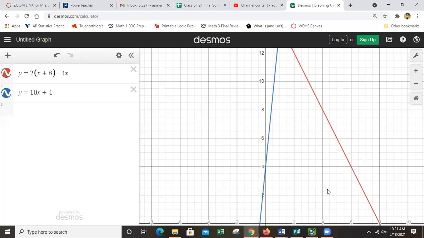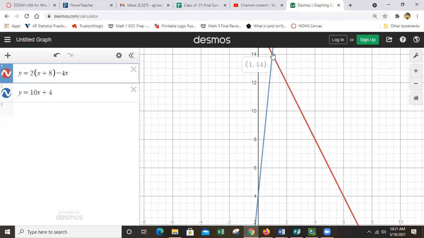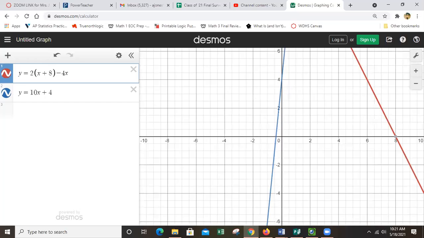You can see it crosses up here. Where does it cross at? We're only looking for the X. It's at 1, 14. We don't care about the 14. We only care about the X because what are we solving for? X. So your answer either way is going to be 1. Okay. The reason I showed you this, remember to get back to a regular screen, you just hit the home button and it takes you right back to normal.